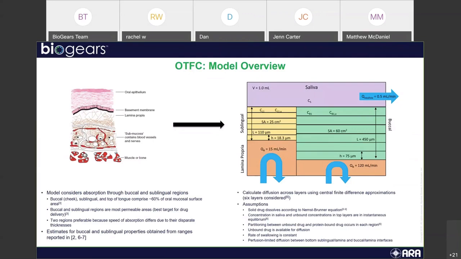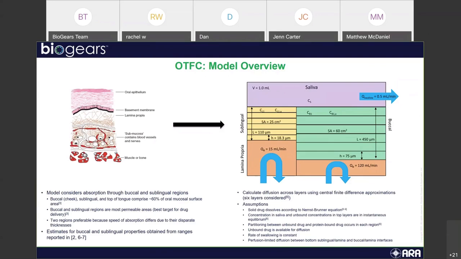And then we split the sublingual and buccal areas into different layers. We have 6 layers for each one, and we essentially solve the diffusion equation across each of these layers. We use central finite difference approximations, which cut down a partial differential equation in space. It approximates it down to an ordinary differential equation, which is what BioGears can handle. We don't have any PDE capabilities currently.